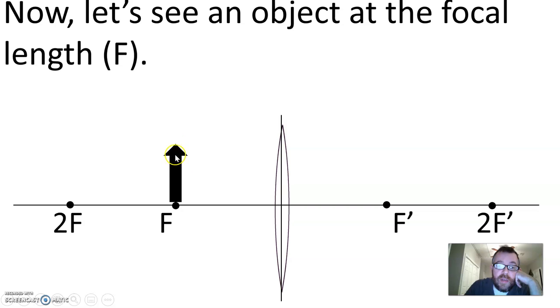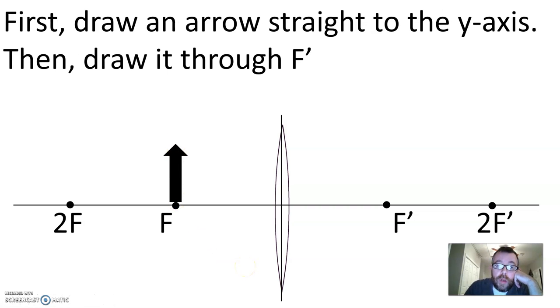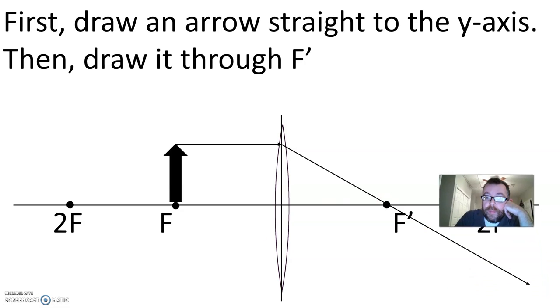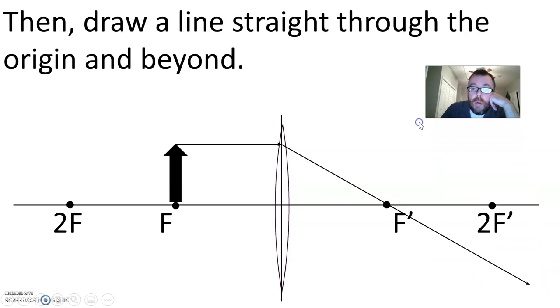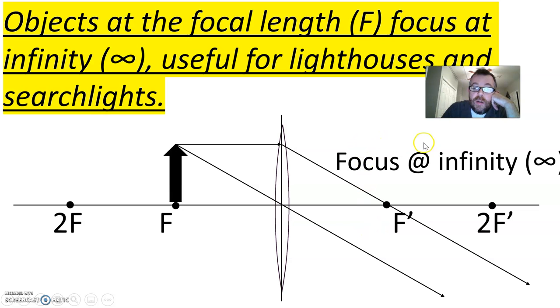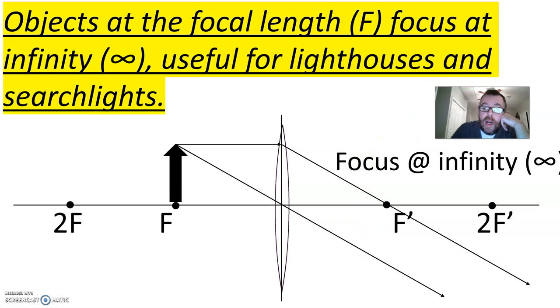So give this some given height, maybe like 3 squares or 1 inch. We're going to do the same as before, straight across to the x-axis, and then down through the focal, through F prime. We're going to draw straight lines through the origin and beyond, and what you notice is that these are parallel lines. So what happens here is that objects which are at the focal length, they end up focusing at infinity.